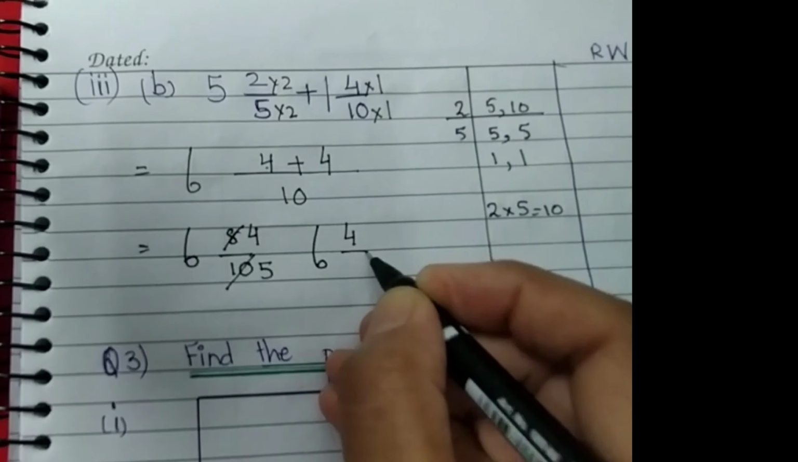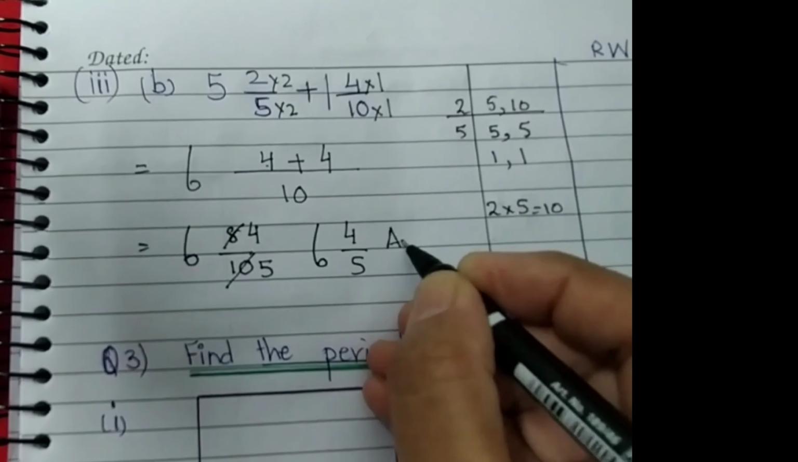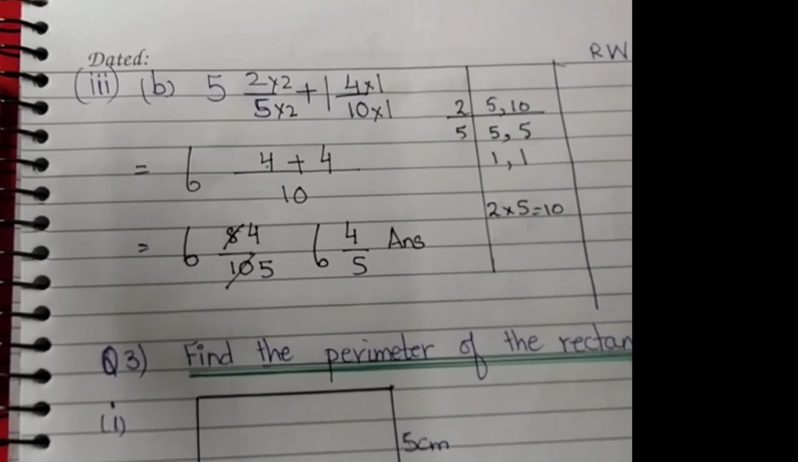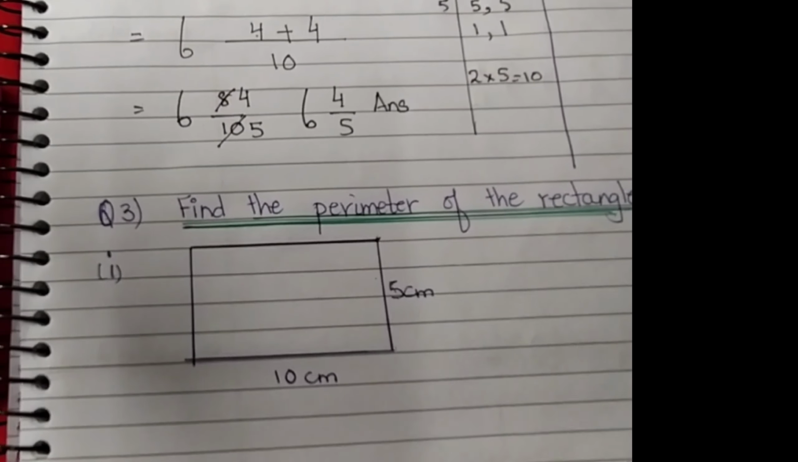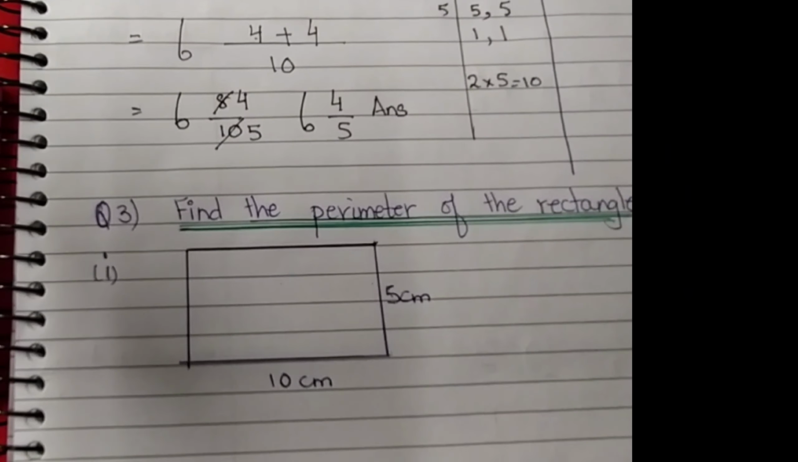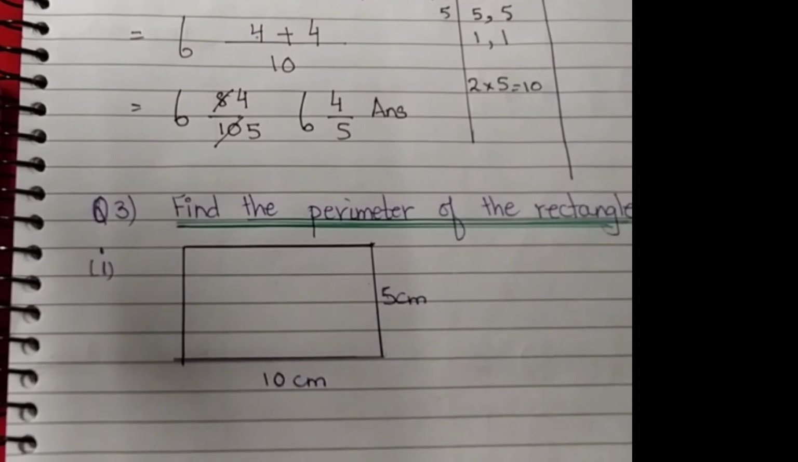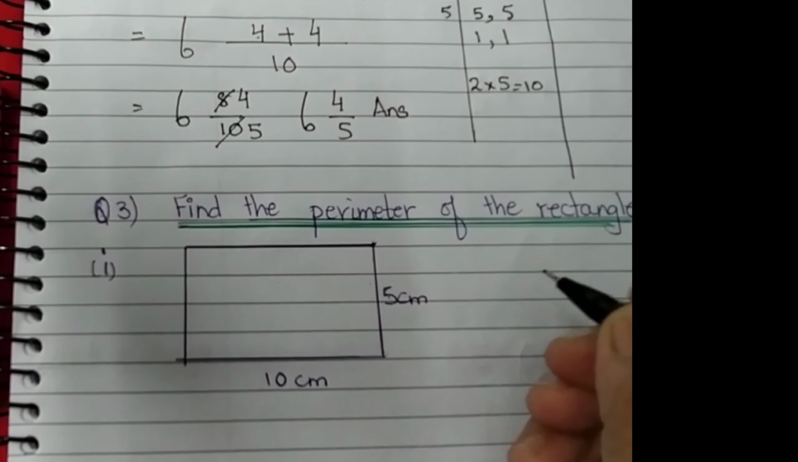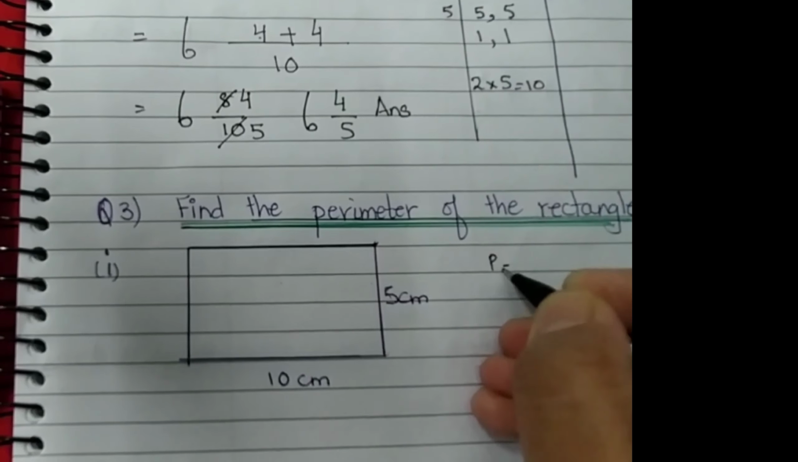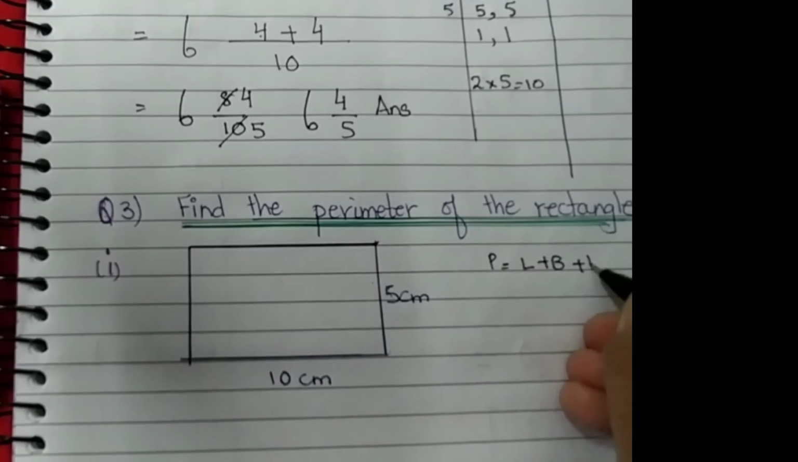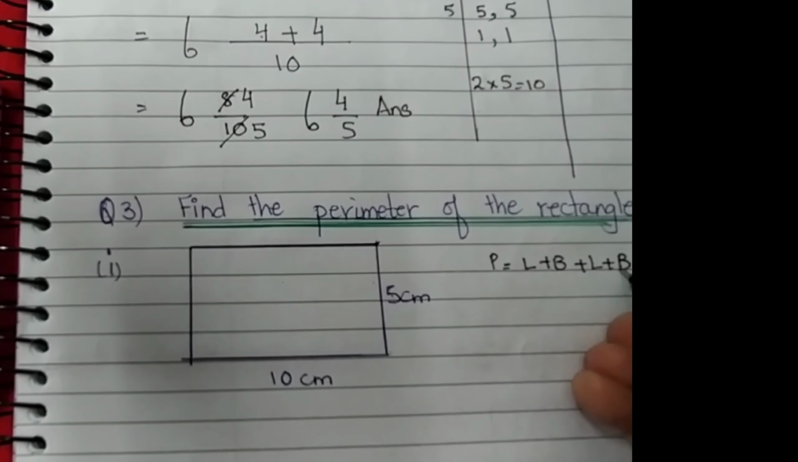6 whole, 4 upon 5 is the answer. All right, students, moving ahead with the third question. Find the perimeter of the rectangle. It's so simple. Always remember to write down the formula. What is the formula to find out perimeter? Perimeter is equal to length plus breadth plus length plus breadth.